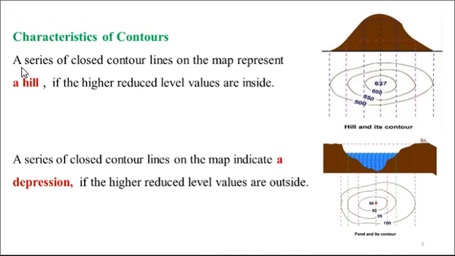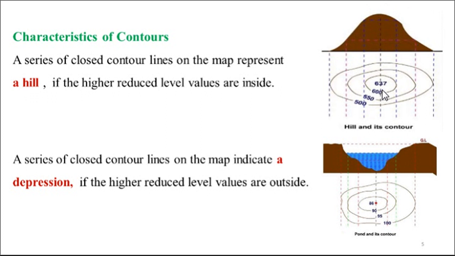Next characteristic: a series of closed contour lines on the map represents a hill if higher reduced level values are inside. In this figure, this is one contour line, this is another, and this is the third, and the values are 600, 550 and 500. These are the elevations or reduced levels. Here higher elevation is inside, which shows a hill. If we project these elevations and join, we get a shape like this.